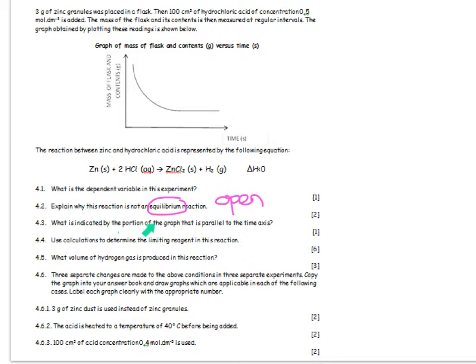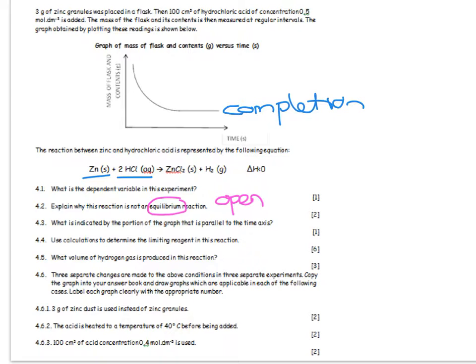What is indicated by the portion of the graph that is parallel to the time axis? Well, we've just said it's not an equilibrium. So at that point, we have run out of at least reactant 1 or reactant 2. One of them is a limiting reagent, and therefore the reaction has reached completion.